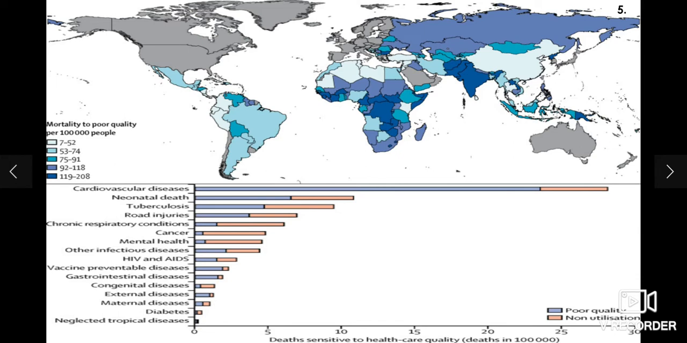The top image shows the number of people who died per 1 lakh population who were falsely diagnosed each year. The graph below shows that in diseases like tuberculosis, HIV, and cancer, the majority of the cases are diagnosed either very late or not diagnosed at all.